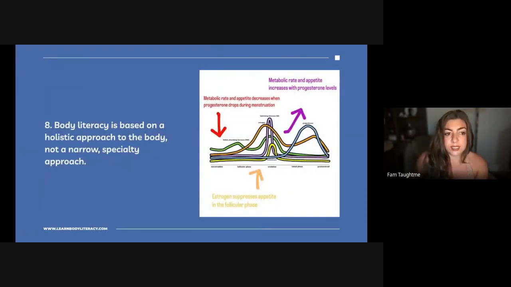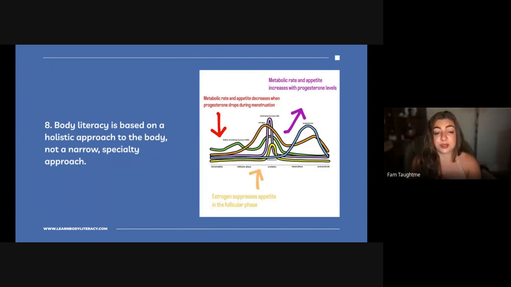The next one is that body literacy is based on a holistic approach to the body, not a narrow specialty approach. We kind of touched on this before, that it's concerned with understanding the social forces involved in oppression in general, not just reproductive issues. And also to look at the whole body and not just treat the menstrual cycle and the uterus as this separate thing.